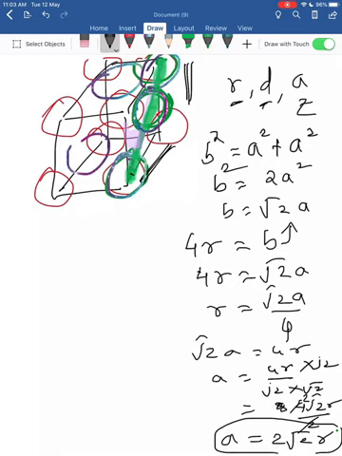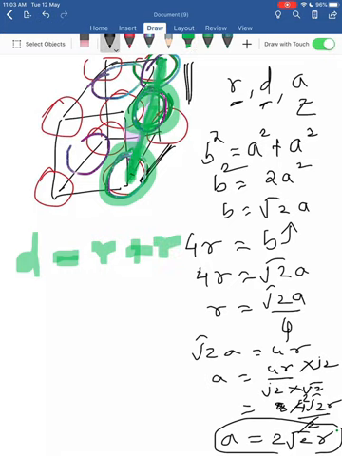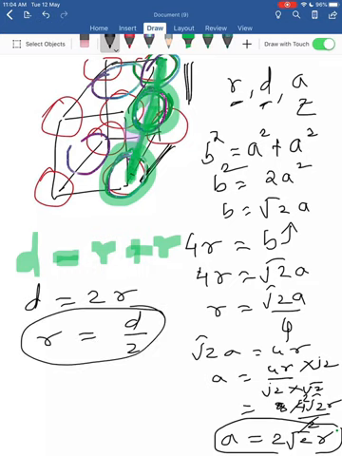Now if you want to find the distance between the nearest neighbor, again these 2 happen to be the nearest neighbors. So this is one, this is the other one. So for the nearest neighbor, d is equal to r plus r. Or in another term, d is equal to 2r, or r is equal to d by 2. This is the relationship between radius and the distance between the nearest neighbor. So this is how you do the calculation.